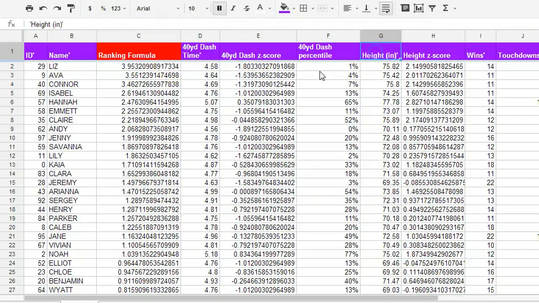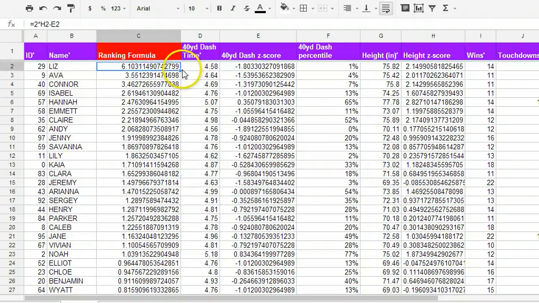So I'm going to take the height in my formula and double it, but I'm going to leave the 40-yard dash time alone. If I click here in my formula and want to modify it, I can take the height z-score, the H2 in this case, and take 2 times it: 2 times the height minus the 40-yard dash. So now the height is twice as powerful in my ranking formula, and the 40-yard dash time is only half as powerful compared to the height.